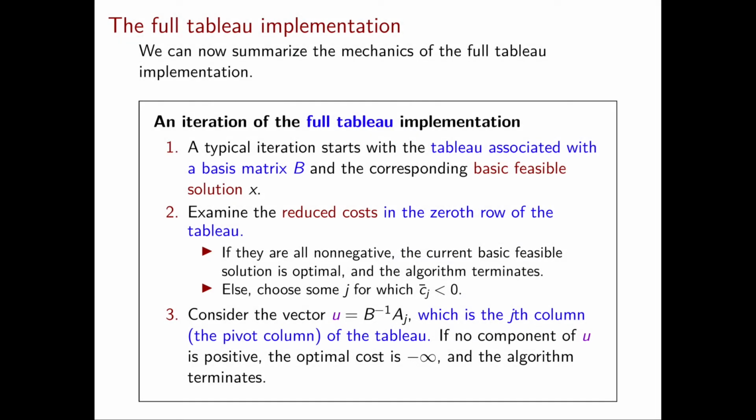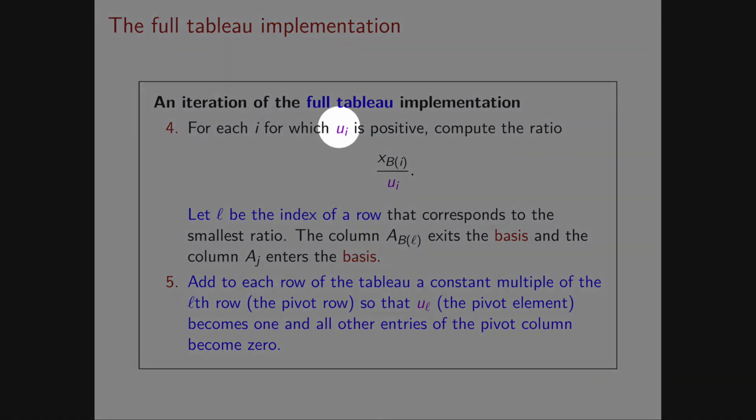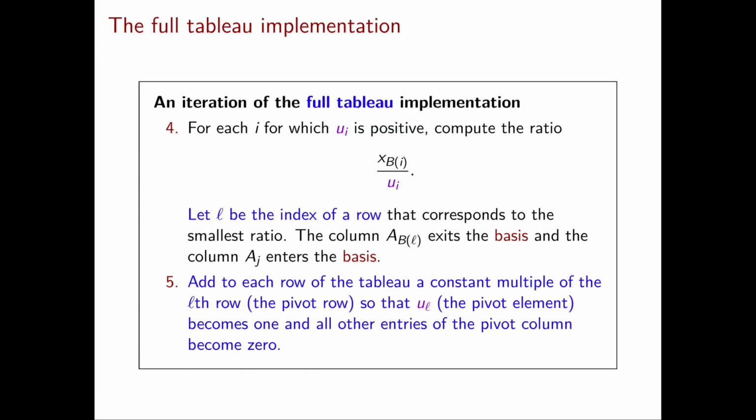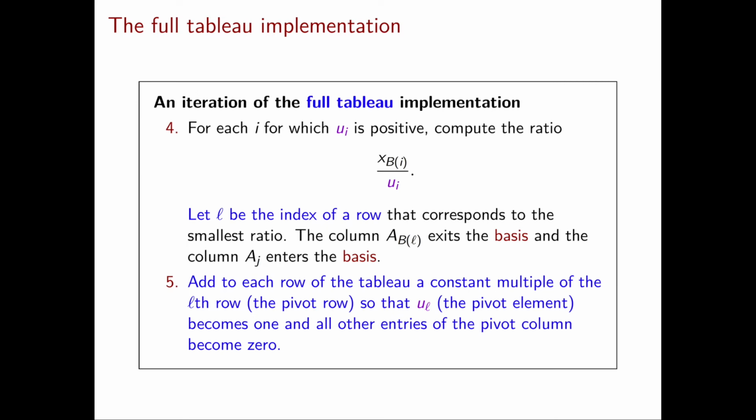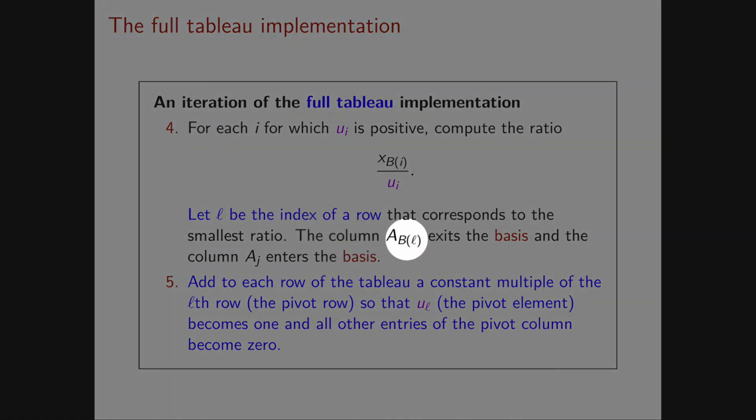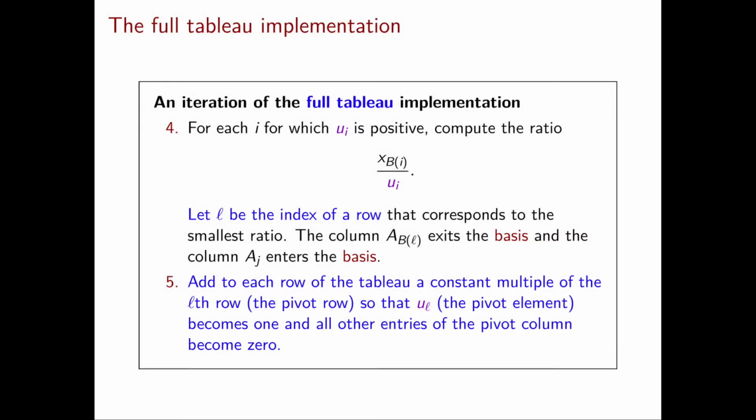If no component of u is positive, the optimal cost is minus infinity and the algorithm terminates. Otherwise, for every i with u_i positive, we compute the ratio x_B(i) over u_i. Recall that every ratio can be obtained from a specific row of our tableau. So we let l be the index of a row that corresponds to the smallest ratio. Then the column A_B(l) exits the basis and the column A_j enters the basis.